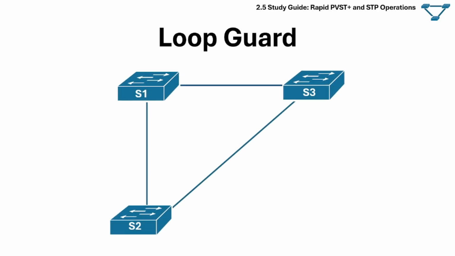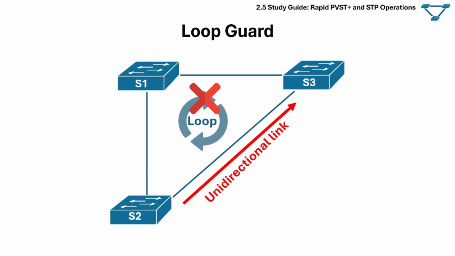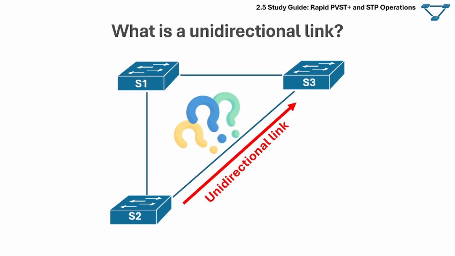The last topic in this section is LoopGuard. LoopGuard is a feature that enhances network stability by preventing forwarding loops, especially in scenarios where unidirectional links exist. What is a unidirectional link?